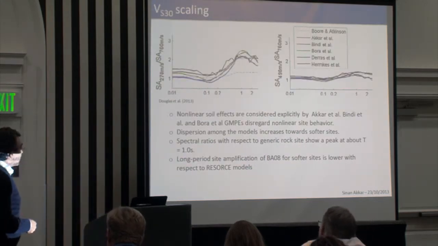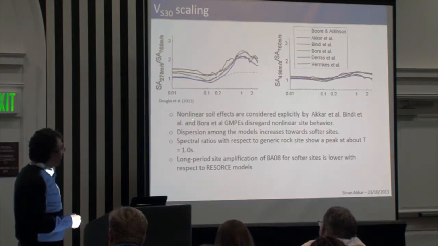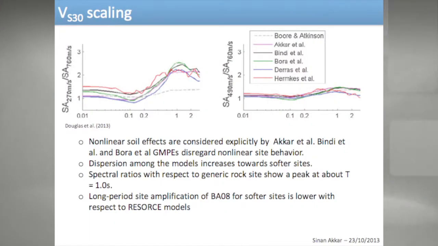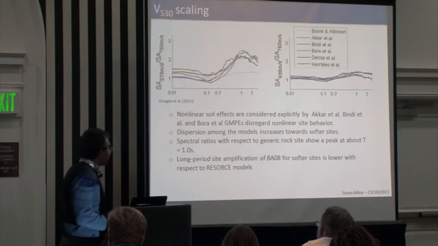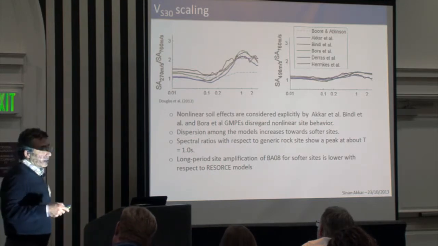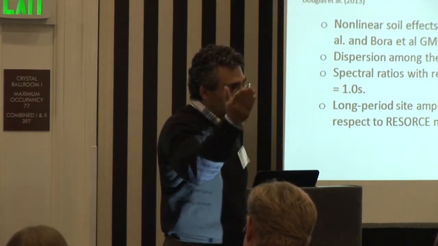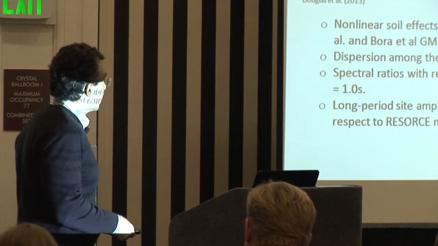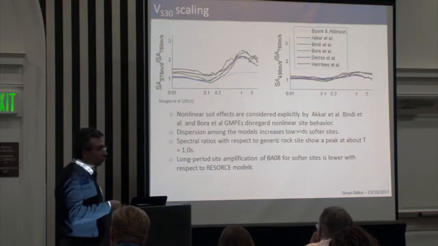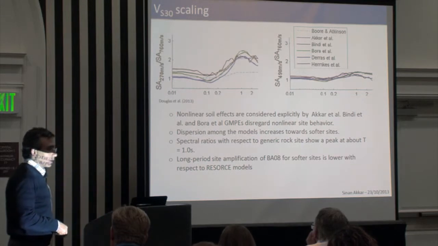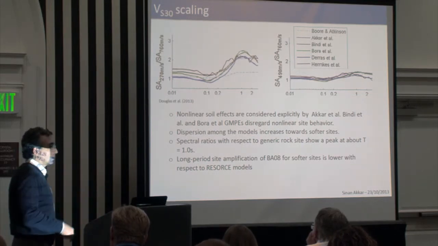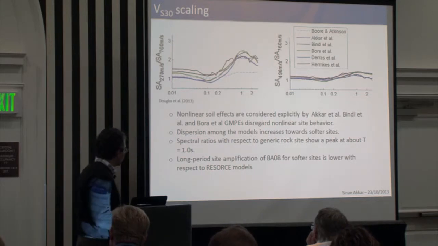This is VS30 scaling. Again, Akkar et al. is the only model, I would say, that considered nonlinear soil effects. Bindi et al. and Bora et al. predictive models disregard nonlinear site effects. The other two models, the data-driven models, don't impose anything. They just indicate the existence of VS30, and the data itself shows the trend. So essentially, we are the only developer team that explicitly describes the nonlinear site effects.